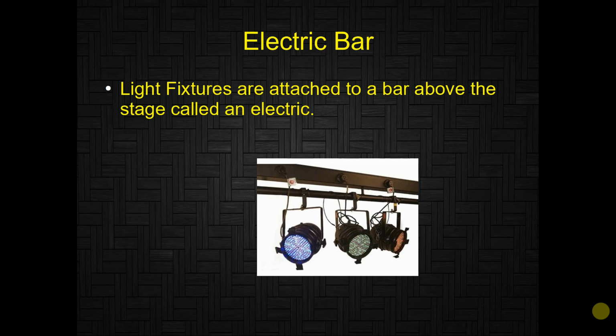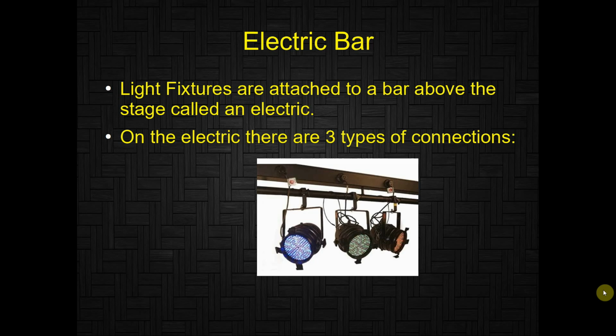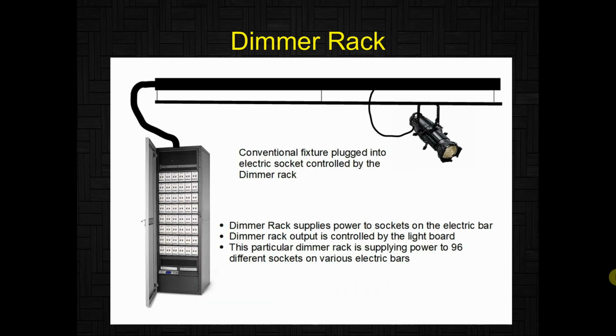And then above the stage, there should be more light bars with lights that are attached to those light bars. And then generally we call them electrics because they supply the electrical power to the lamps. Up on the bar, there will be 3 types of connections. You're either going to have the dimmer rack connection for your conventionals, or you're going to have a power supply and a DMX connection for your intelligent lights. So there probably will be 3 different types of connections up on that light bar. Dimmer, power, and DMX.